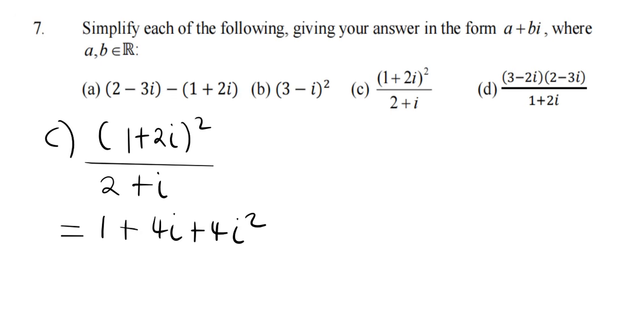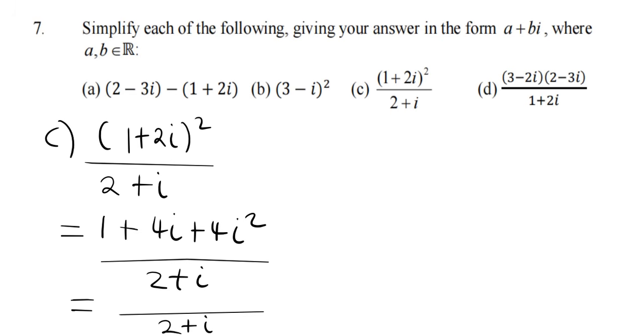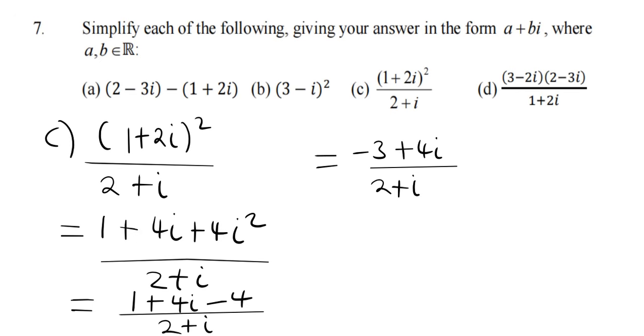Then down we've got 2 plus i. Now we can solve what we have on top. We've got 1 plus 4i. Then we've got i squared. i squared is a negative 1. Then we've got a 4 there, so it's going to be negative 4. So when we solve what we have on top, 1 minus 4 will give us a negative 3. So I'm going to have negative 3 plus 4i over 2 plus i.